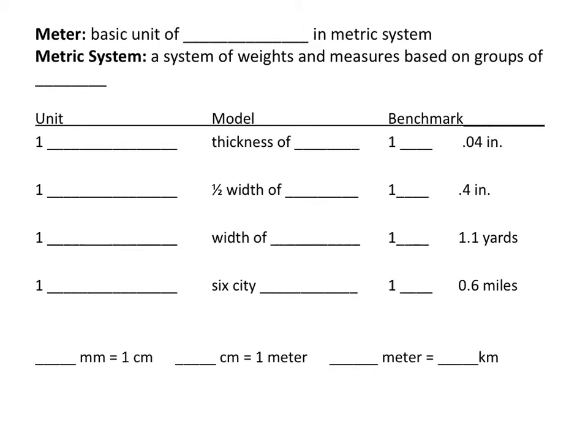First let's talk about a meter. A meter is the basic unit of length in the metric system. And the metric system is a system of weights and measures based on groups of 10.